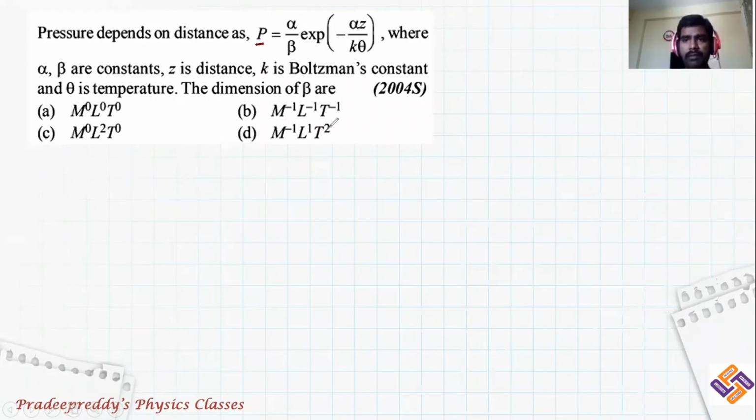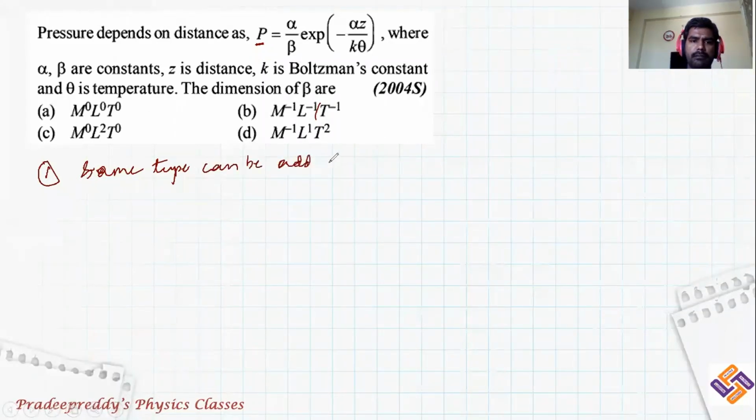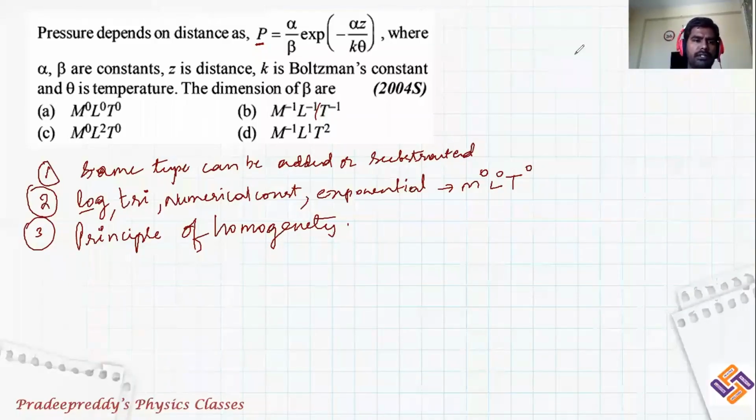When we are about to solve these problems, you should keep in mind the rules which I have discussed in lecture 1. First rule is that dimensions of same type can be added or subtracted. So these are the three rules which we have already learned in lecture 1. Keeping these three rules in mind, now I will solve this problem.